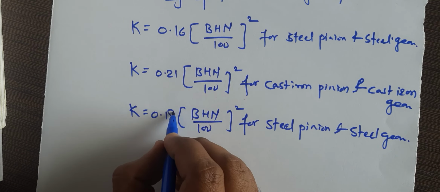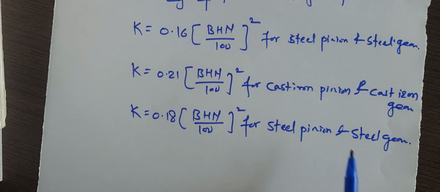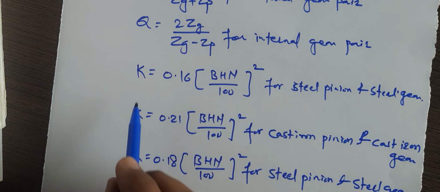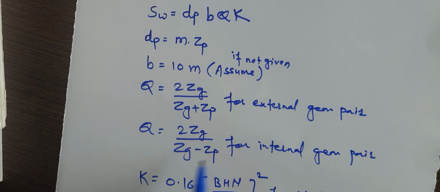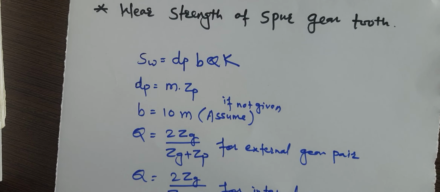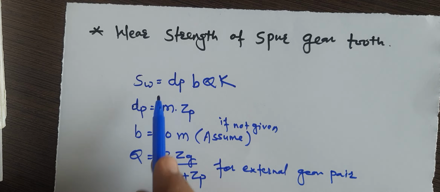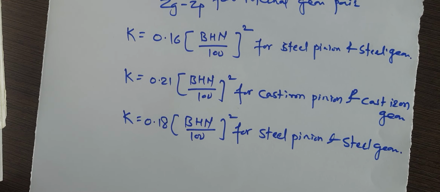Okay, for steel pinion and steel gear, for cast iron pinion and cast iron gear, and for steel pinion and cast iron gear. So you can calculate k according to the material, you can calculate q according to the external or internal gear pair, you can get b, and you can calculate dp, and if you substitute all these values, you will get Sw, the wear strength of the gear tooth. Okay, thank you.